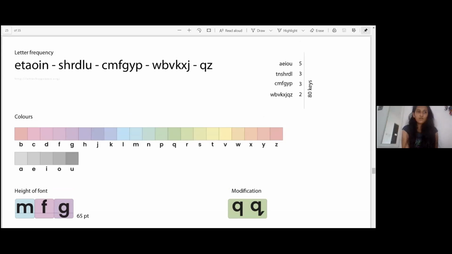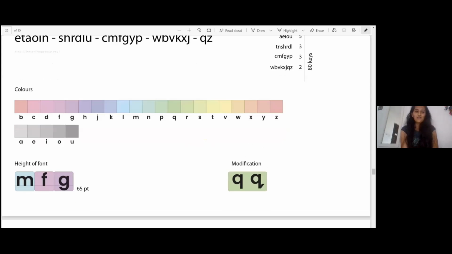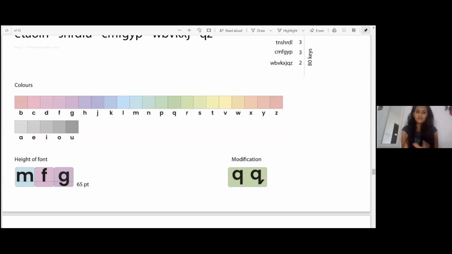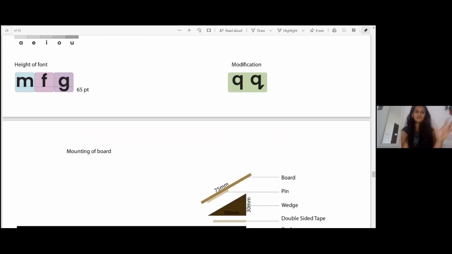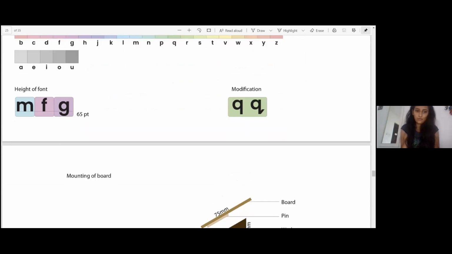Then the next question was how many alphabets to have in each set. Like Q and Z you don't need as much, but the vowels you need a lot more. So I came across this letter frequency thing online. So I had decided to pick even the letter keys in those specific numbers to make it more sensible. Also, I did some font modification and things like that. I'm just showing you this as part of the process that I went through.